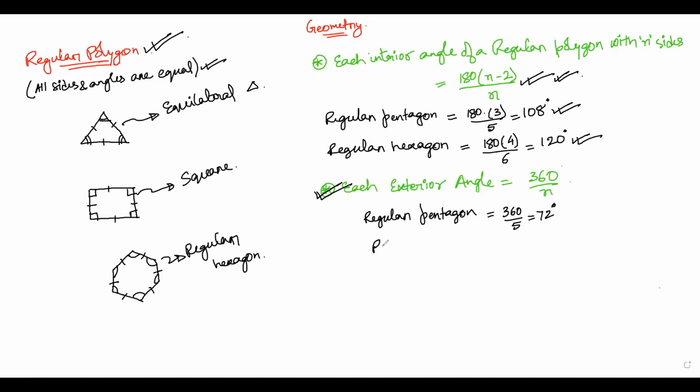In a similar way, for a regular hexagon, each exterior angle would be 360 upon 6, which would be 60 degrees, and so on. So in this way, by knowing these formulas, we can find the interior or exterior angle of a regular polygon.